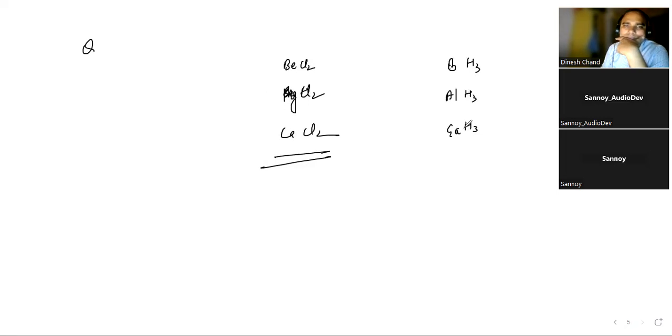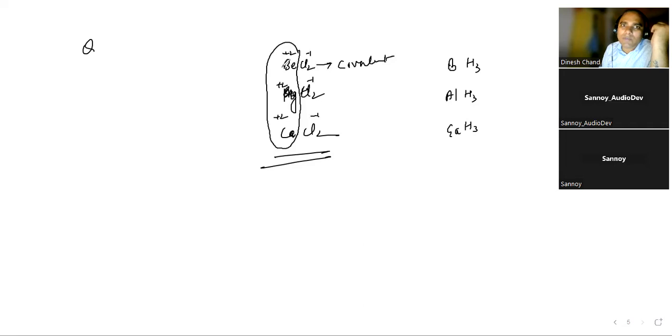Cl is the anion. Here there is a +2 charge on each cation, and Cl is the same in all. So which cation will pull the electron strongly: beryllium, magnesium, or calcium? Smaller the cation, more is the polarizing power. So this will be the covalent one, because beryllium will pull the electron.